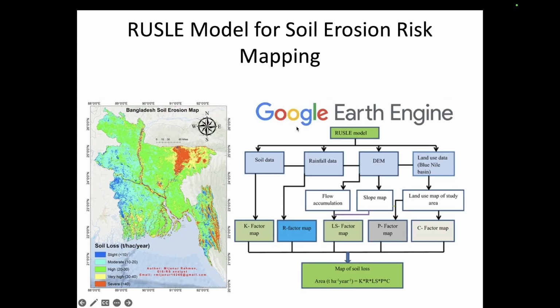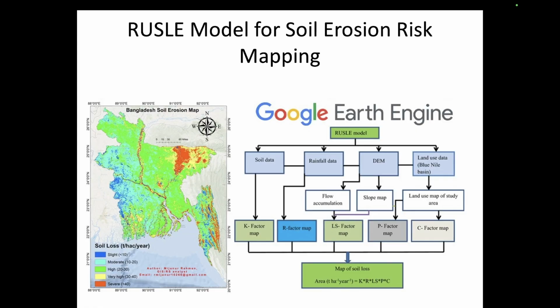After creating the RUSLE model in Google Earth Engine, we simply download the GeoTIFF file format and import it into ArcMap to produce this type of map. We can easily do it after downloading the final GeoTIFF file.